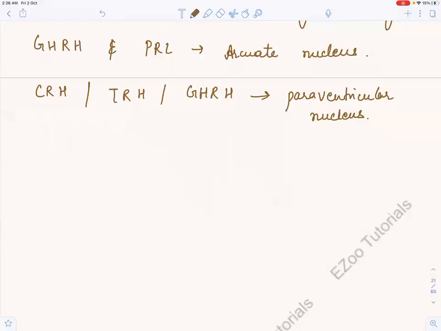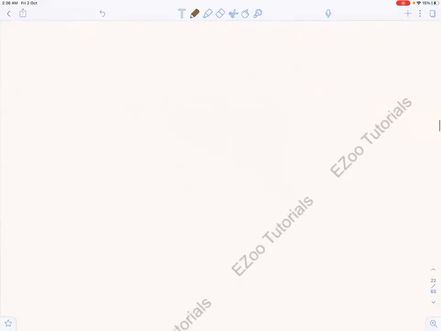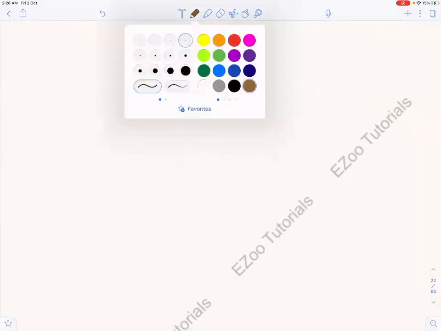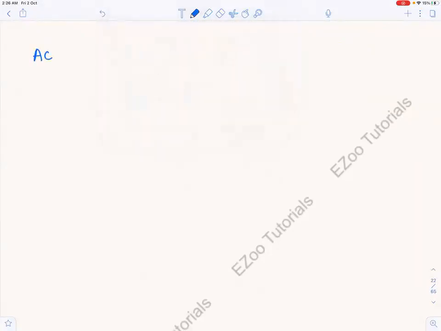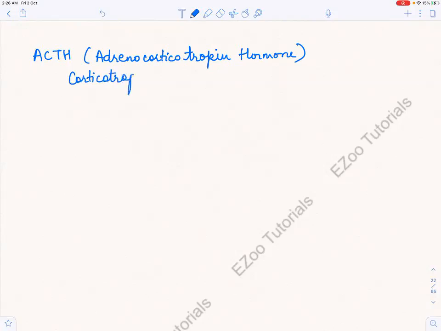So the next hormone that we are going to do is very important. It is known as ACTH, or adrenocorticotropin hormone, also known as corticotropin, right? Let us see which cell will secrete it. Corticotrophs, right? Corticotrophs. And what will happen?